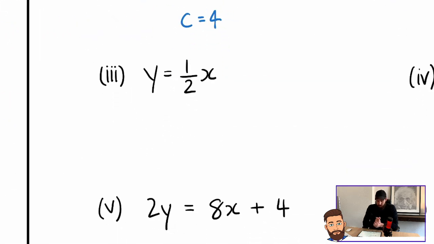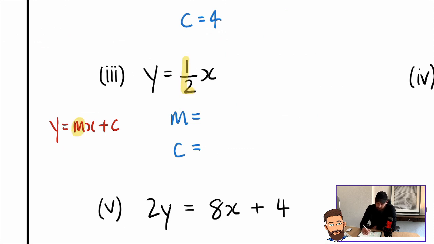Example 3, y equals 1/2 x. Well, remember the equation of a straight line is y equals mx plus c. So we need to know what is m and what is c. Well, m is always in front of the x. That is a really important fact. M is always in front of the x. What is in front of the x here? When I say in front of, I actually mean the coefficient. And coefficient is the fancy word for in front of. So the coefficient of x is 1/2.